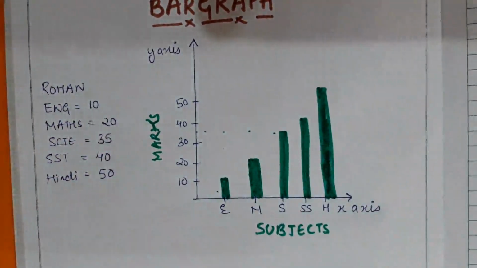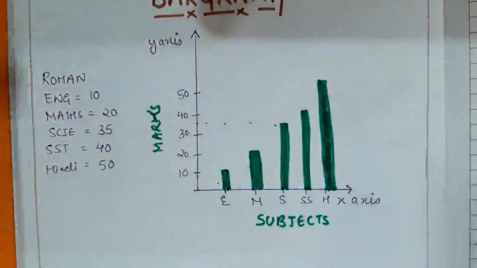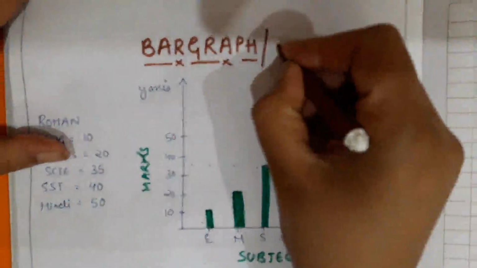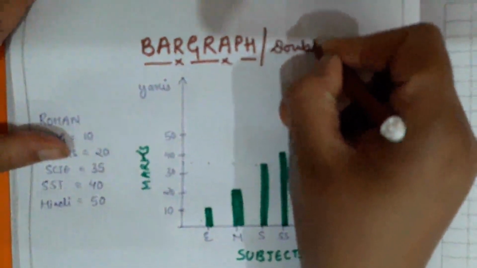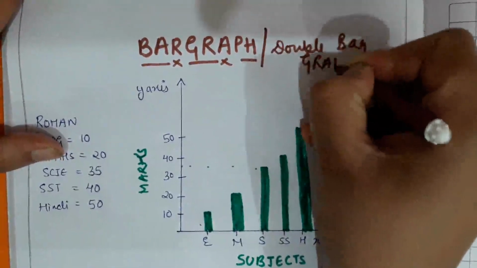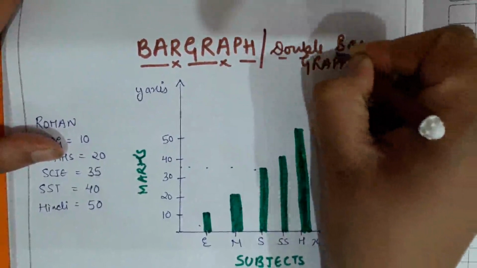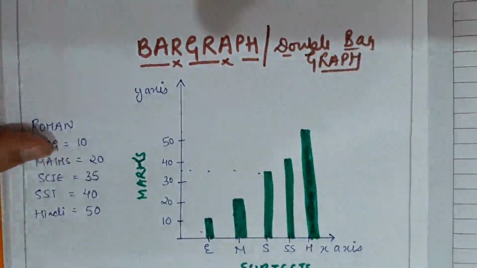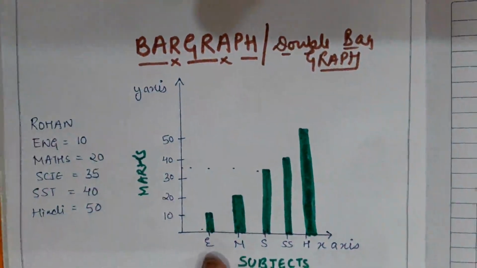Okay, now here only let's talk about the double bar graph. In this picture only we can talk about the double bar graph. Okay, so double bar graph we use for the comparison. For the comparison we use double bar graph. Like this bar graph represents semester A.